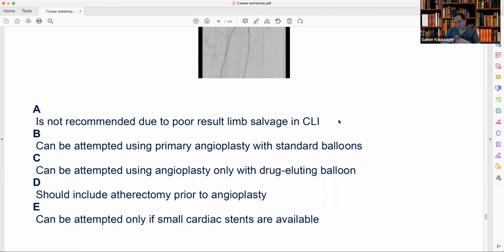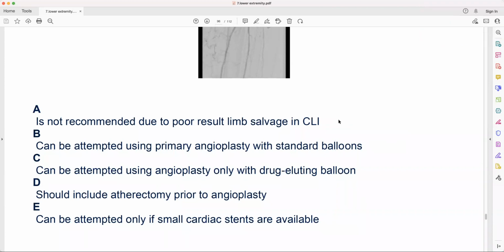So you can use it, but it's not really needed. None of the studies showed better limb salvage. It's better patency, but not limb salvage. And the moment you see "only" in the question, that means wrong. There's nothing in medicine like "only," you know. So this is wrong.